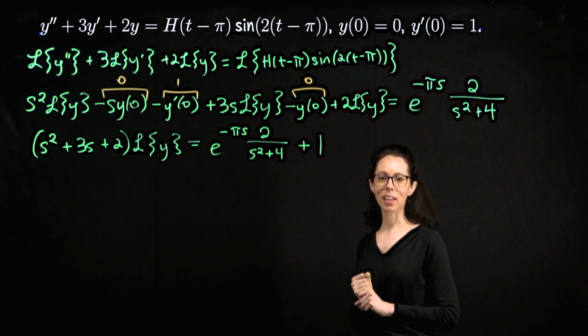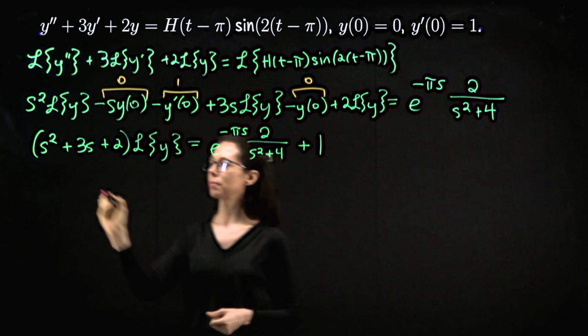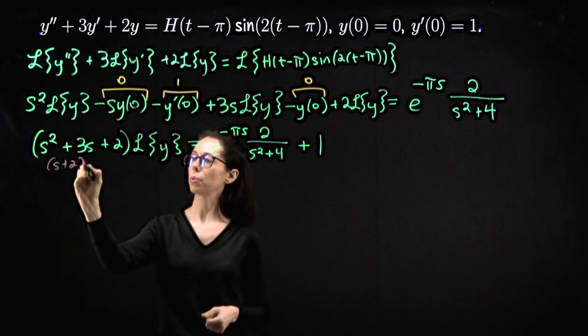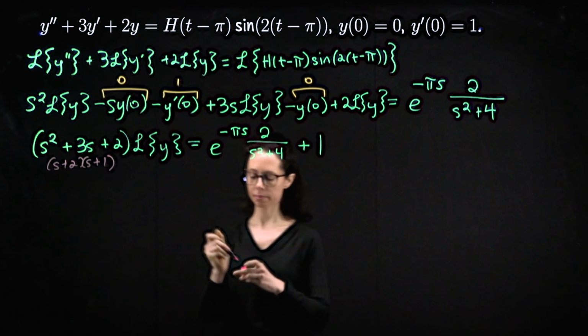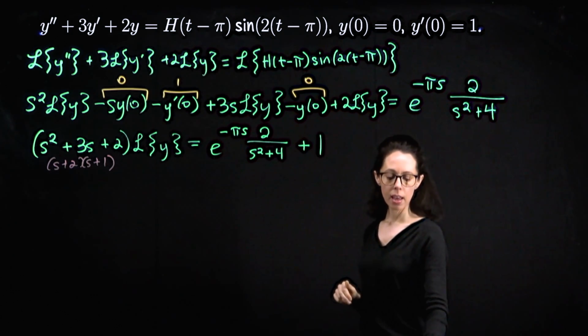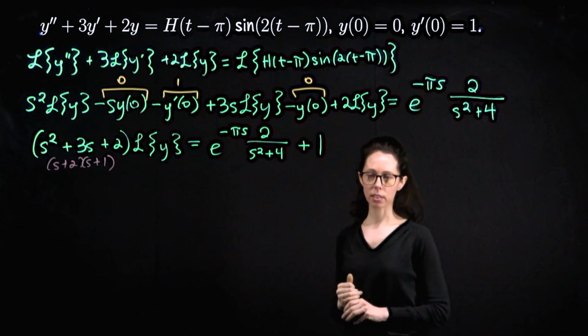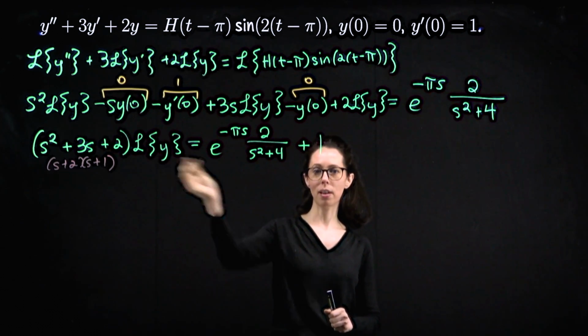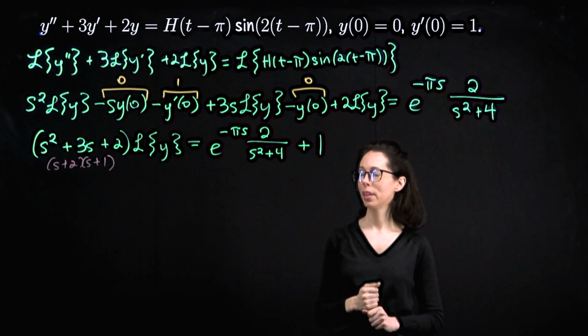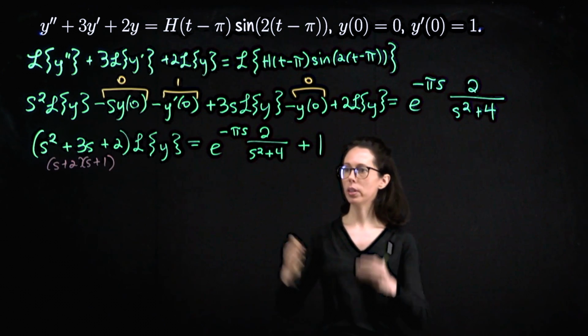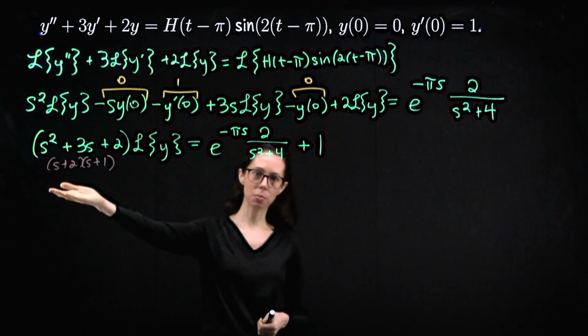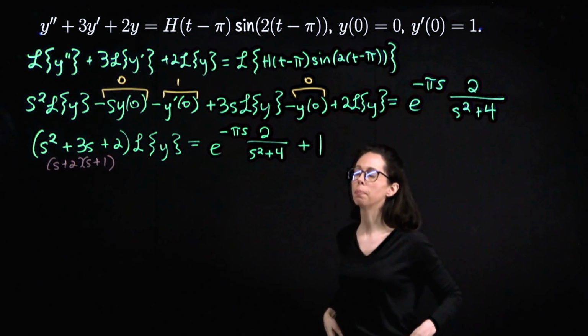Our quadratic on the left-hand side factors. So we have s plus 2, s plus 1. So then on the next line, what I'm going to do is isolate the Laplace transform of the function y that we're looking for. And on the right, we are going to divide both of these expressions by this product, s plus 2 times s plus 1.